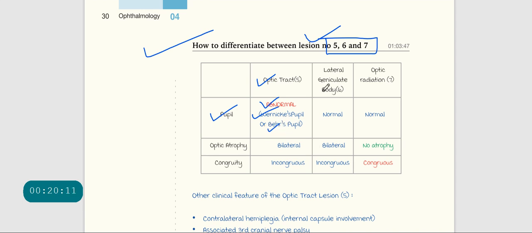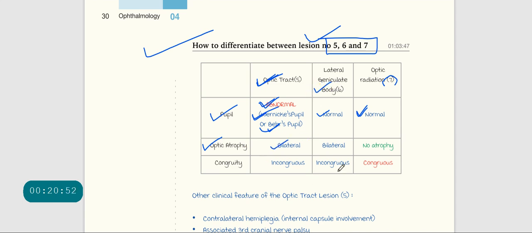So in the sixth, the pupil is normal, and in the seventh, the pupil is normal again. But in the fifth type of lesion, in the optic tract, you can see an abnormality which is leading to this. Now in an optic tract lesion, optic atrophy is bilateral. In a lateral geniculate body lesion, you can see the optic atrophy is bilateral again. And in an optic radiation lesion, there is no atrophy.